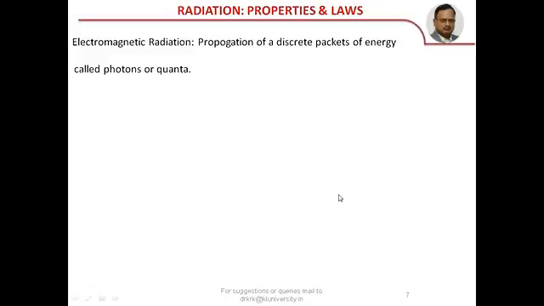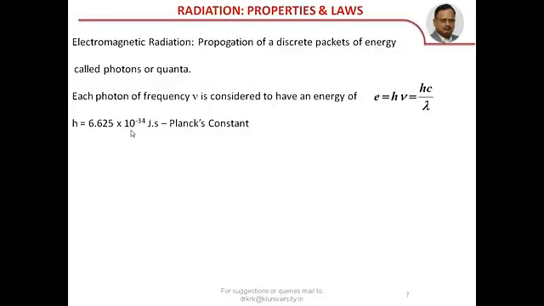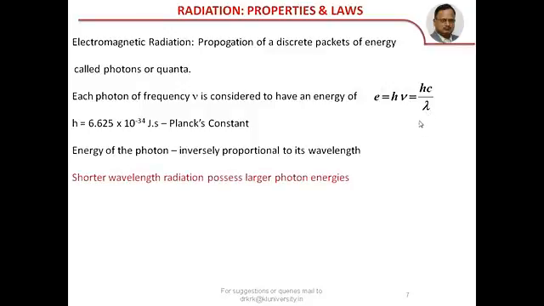nu equal to c by lambda. So the energy of a photon is h c by lambda, where h is Planck's constant, 6.625 × 10⁻³⁴ joule seconds. And the energy of a photon, you can see from this relation, is inversely proportional to its wavelength. Therefore, shorter wavelength radiation possesses larger energies.